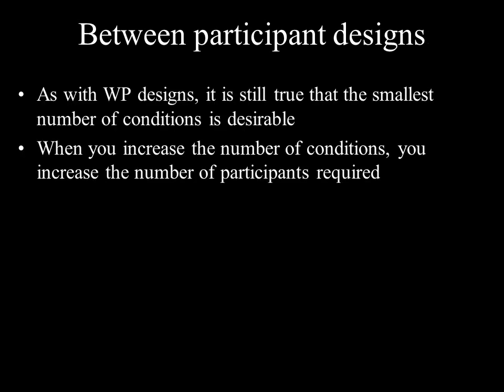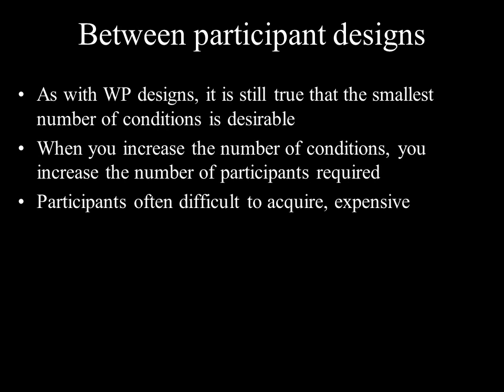Now, I'm not going to repeat the slides that I did before because the same things apply here as with within participant designs. It's still true the smallest number of conditions is desirable. You don't want to have 50 groups of people, each containing 50 people, because that ends up being a lot of people in your study. It's very hard to get a study done when you have to collect that much data. Because when you increase the number of conditions, you increase the number of participants that are required.